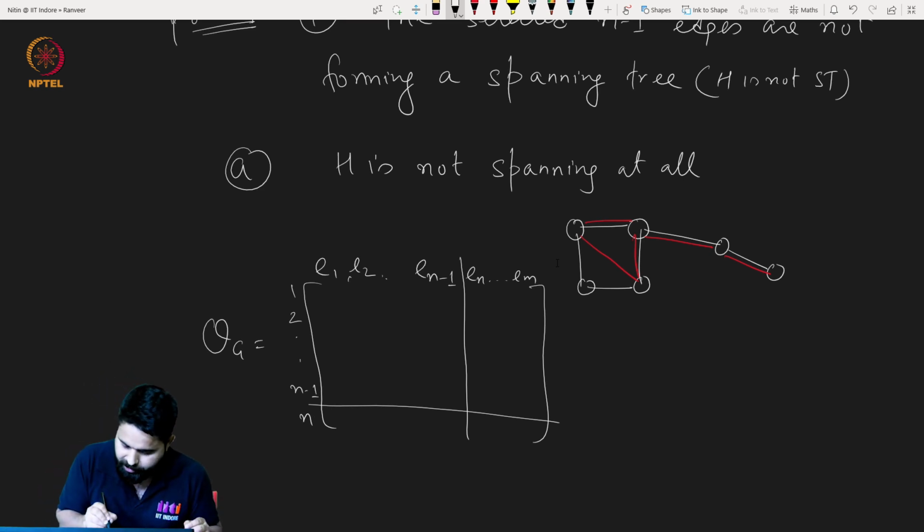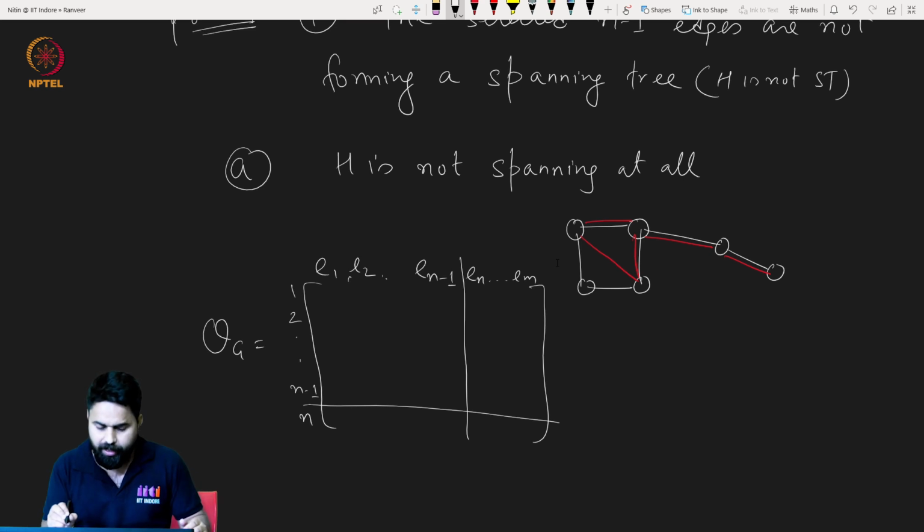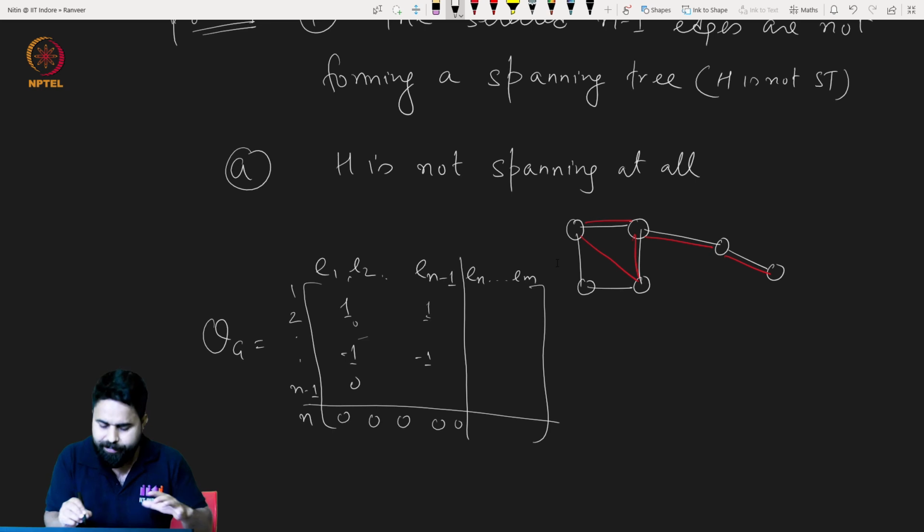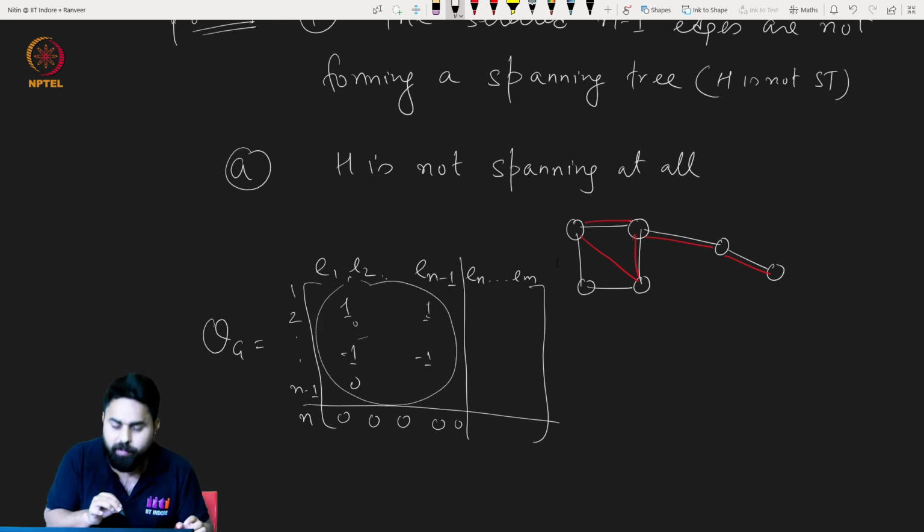On those red edges. Suppose this is the last vertex. Now you see that all these edges will be zeros because these edges are not at all incident on it, and in the rest of the places there will be 1, -1, and 0, 0, and so on, right? 1, -1. This is ideally the incidence matrix of H. This part is the incidence matrix of H.